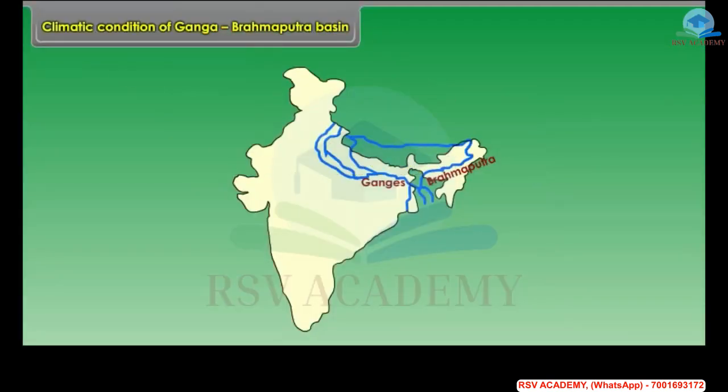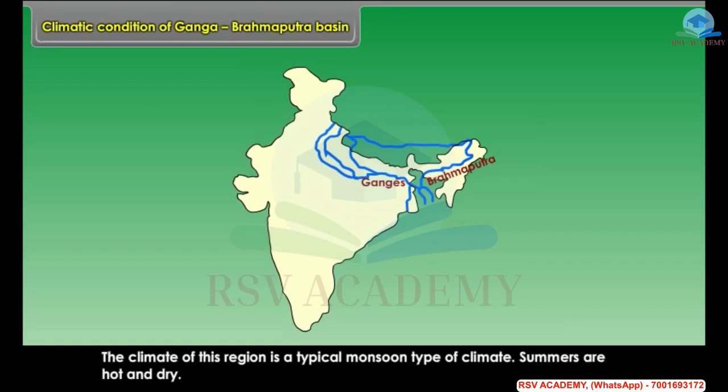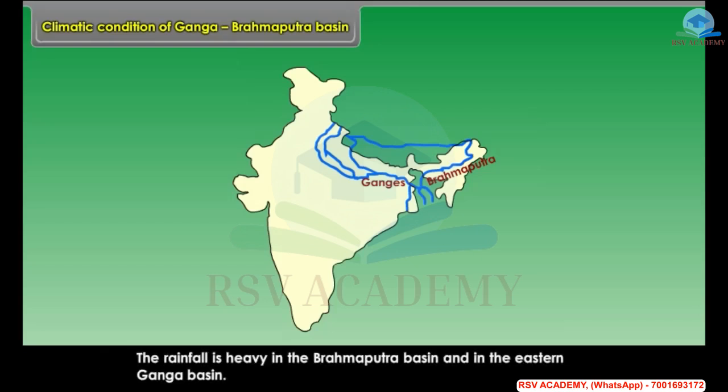Climatic condition of Ganga-Brahmaputra basin. The climate of this region is a typical monsoon type of climate. Summers are hot and dry. The rainfall is heavy in the Brahmaputra basin and in the eastern Ganga basin. Western Ganga basin receives relatively less rainfall. Winters are cold and dry.